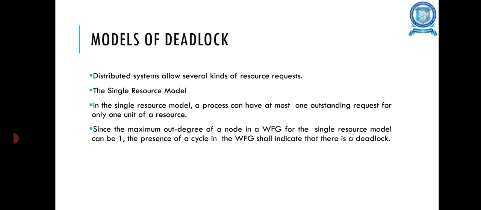Models of deadlock. Distributed systems allow several kinds of resource requests. First is the single resource model. In the single resource model, a process can have at most one outstanding request for only one unit of a resource. Since the maximum out-degree of a node in a wait-for graph for the single resource model can be 1, the presence of a cycle in the WFG indicates there is a deadlock.